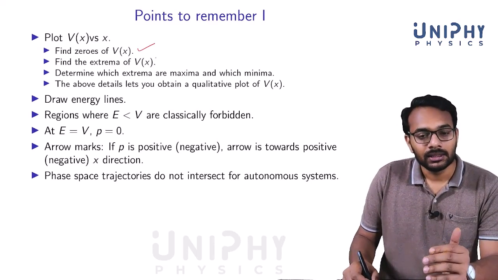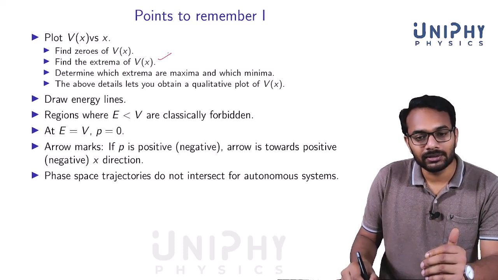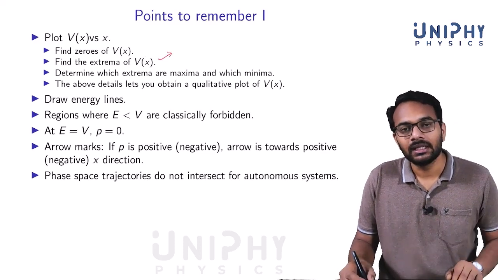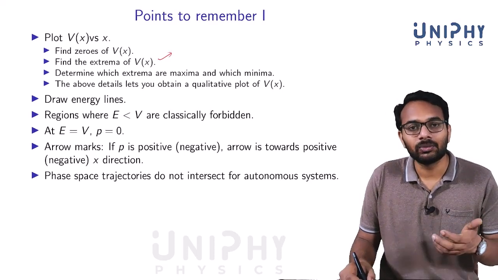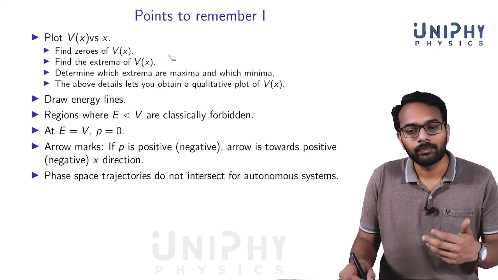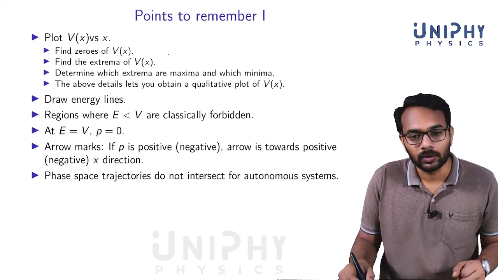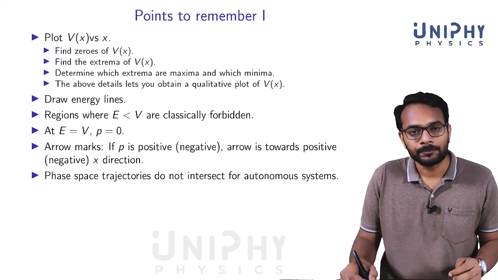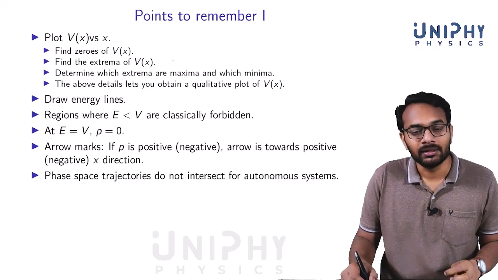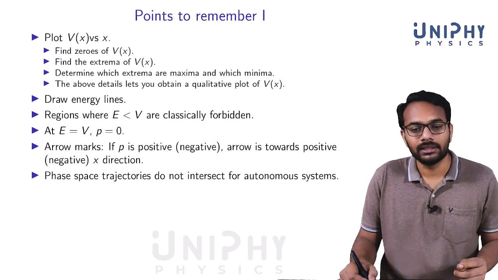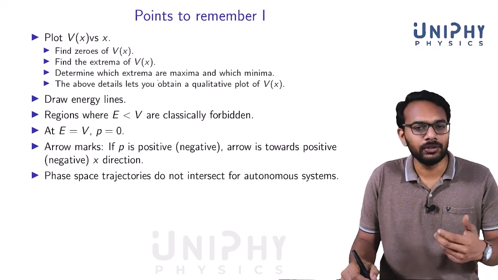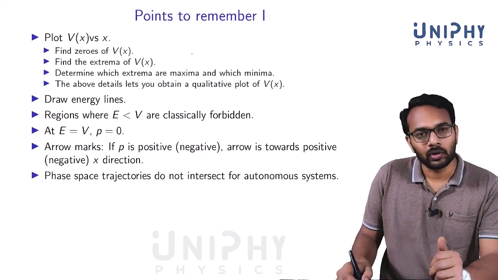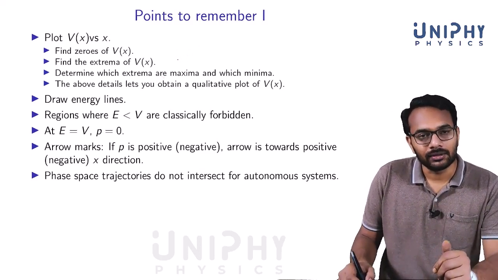In order to find the extrema, we said that we have to take the first derivative and equate it to zero. Solving that equation will give you the points where the potential energy curve has maxima or minima. We have to determine whether these are actually maxima or minima. For that, we find the second derivative at each of these points. Using these details, we can plot a qualitative curve for v of x.